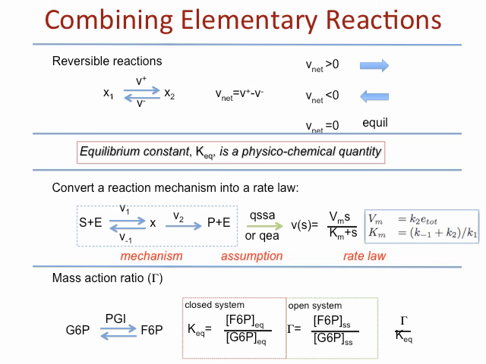We can measure the concentration of fructose 6-phosphate and glucose 6-phosphate in a steady state in an organism. If you ratio those two concentrations, we get this mass action ratio gamma. So gamma is an equivalent quantity to the equilibrium constant, but for an open system. And sometimes we take the ratio of gamma to K equilibrium and look at how close to unity it is. If it is very close to unity, it means that the reaction is close to equilibrium in the steady state.